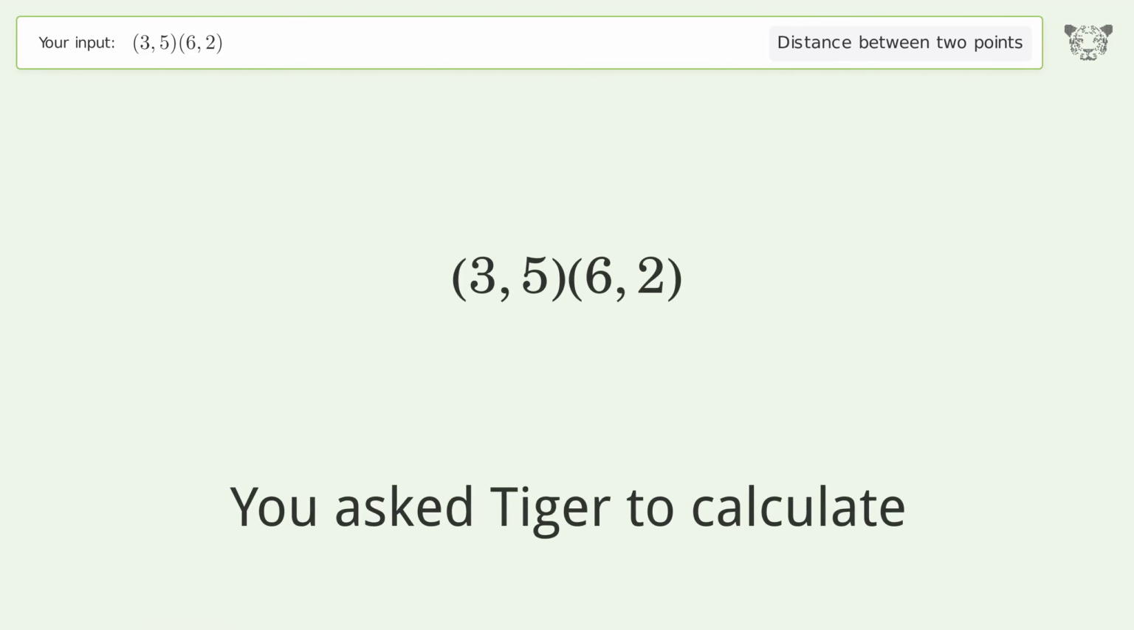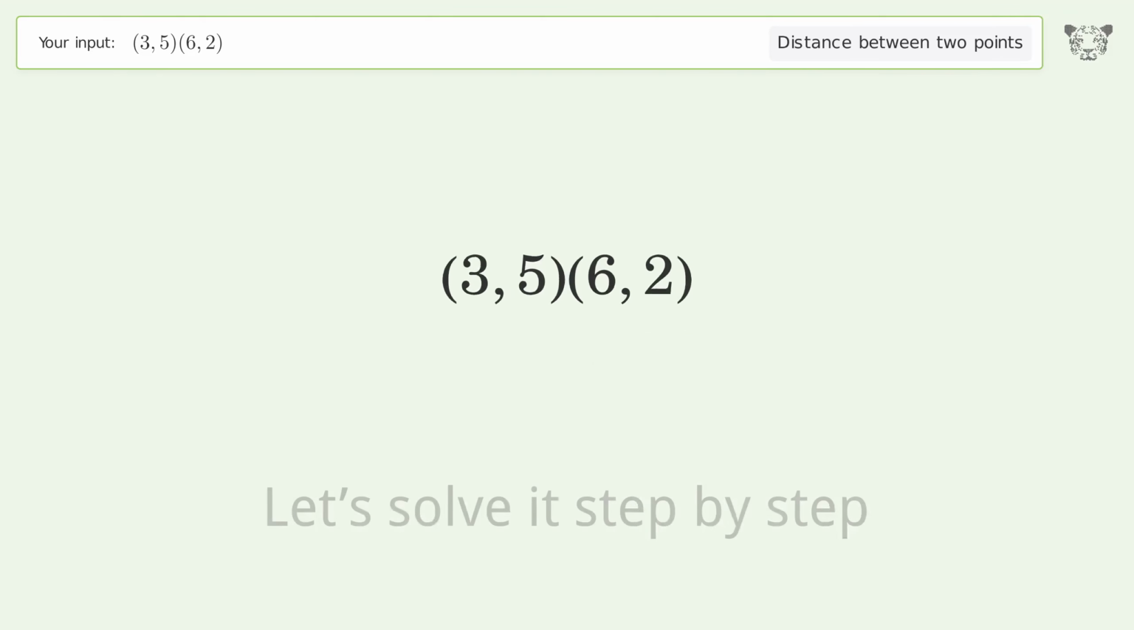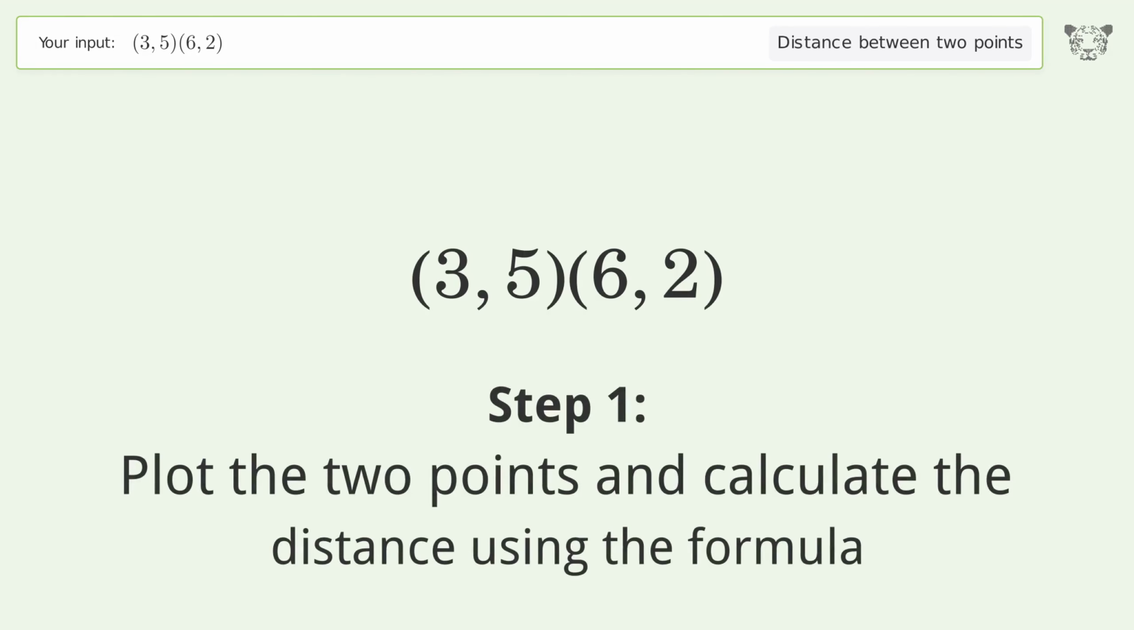You ask Tiger to calculate. This deals with the distance between 2 points. The distance between the 2 points is the square root of 18, or 4.243. Let's solve it step by step. Plot the 2 points and calculate the distance using the formula.